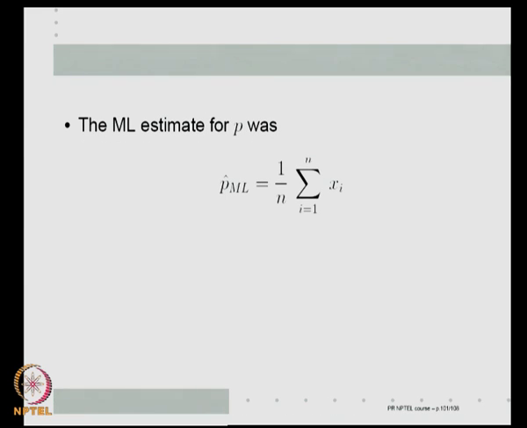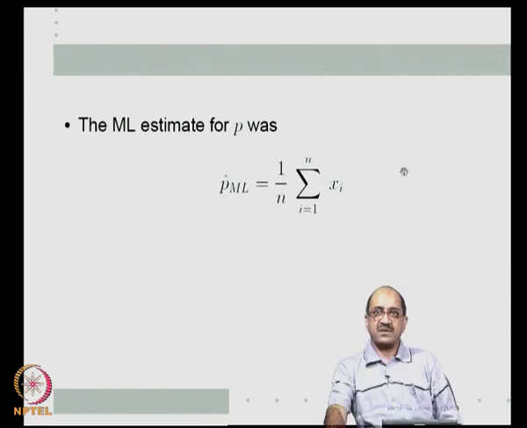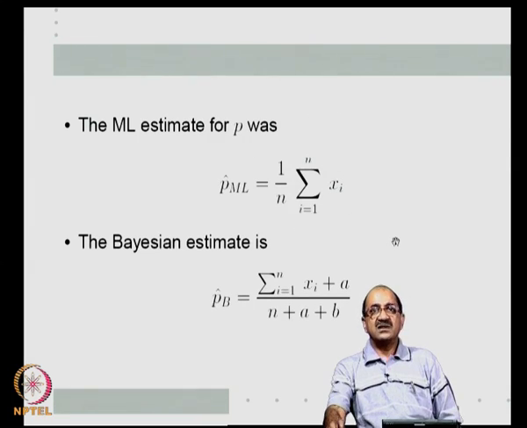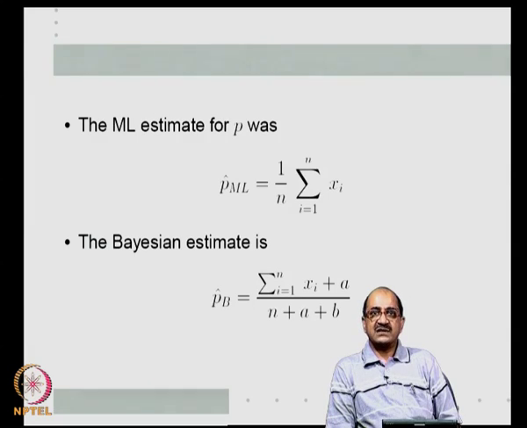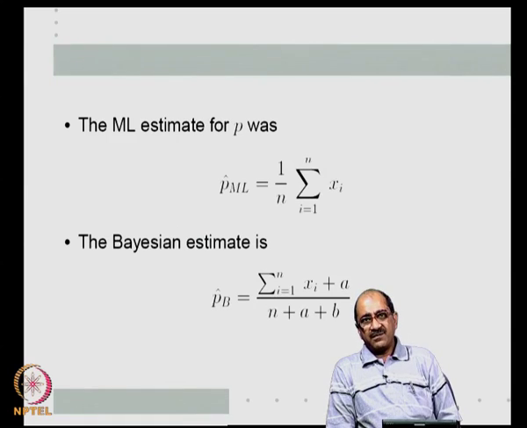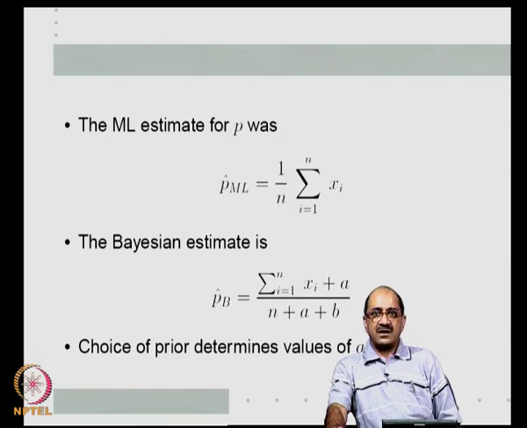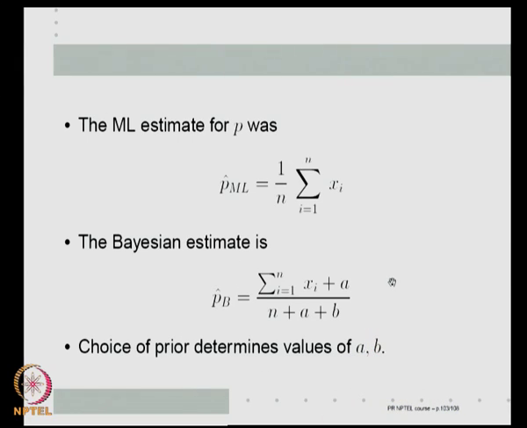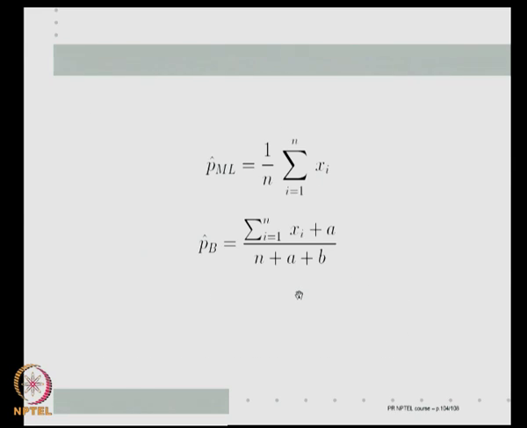So let us look at the two estimates. This is the ML estimate, which is the sample mean, the fraction of successes, the number of successes divided by the total number of trials. This is the Bayes estimate, the sum of xi for i equal to 1 to n, plus a, divided by n plus a plus b. Essentially, the Bayesian estimate's value depends on a and b, which are the parameters of the prior. So our choice of prior determines the values of a and b. What does that mean? Once again, let us take the two estimates.